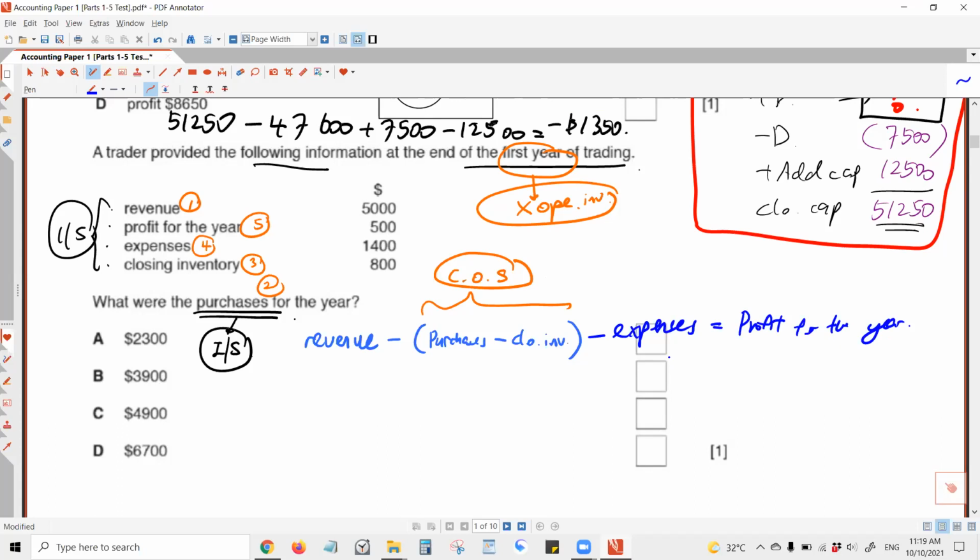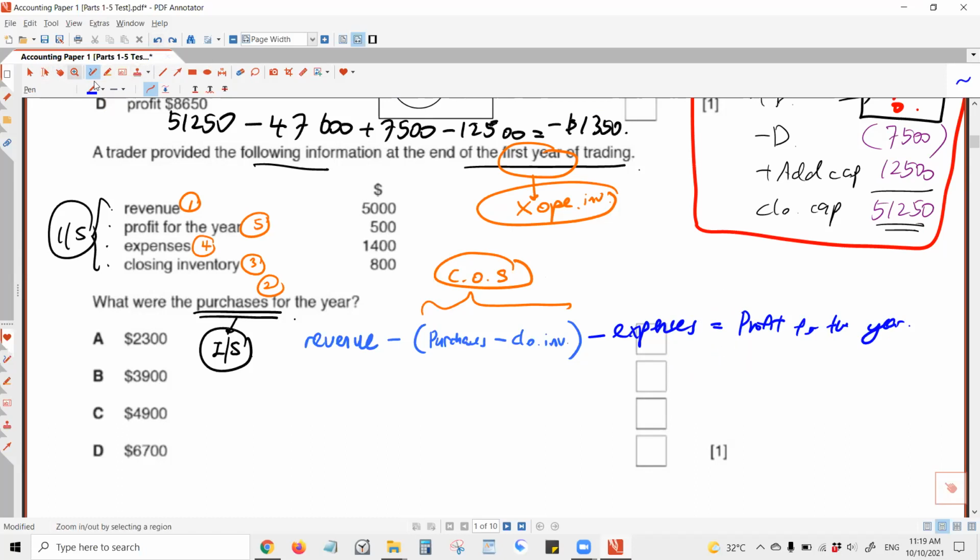This is not the accounting equation, okay? This is in the income statement. This is the equation that I formed based on the income statement. Don't ever think that when you see an equal sign, it is the accounting equation. No, okay? It is A equal to C plus L, that is the accounting equation.